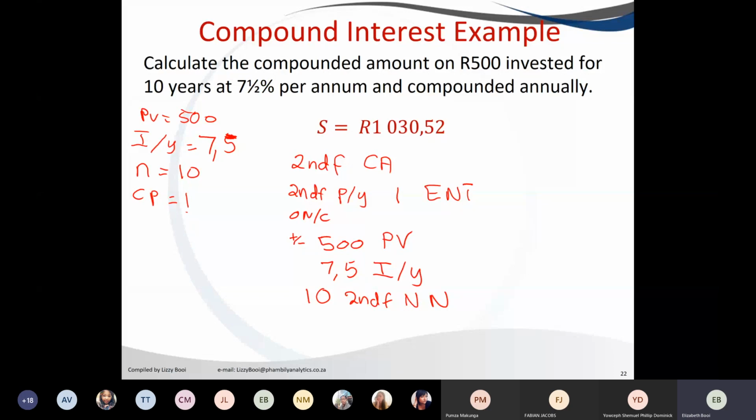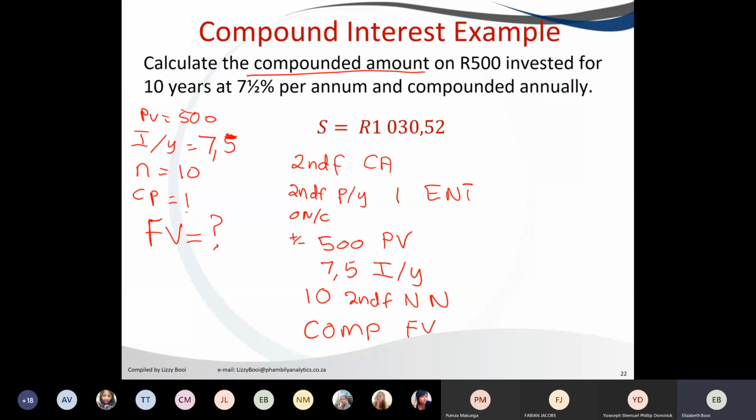And then when I press the N, I'm storing that value, or the answer that I got there, as my period. And then when I'm done, I can just compute what the question is asking me, because the question asks what is the compounded amount, which is my future value that I need to compute. And that will be my FV. So with that, I am going to share my phone so that you can follow and see how we do this question.